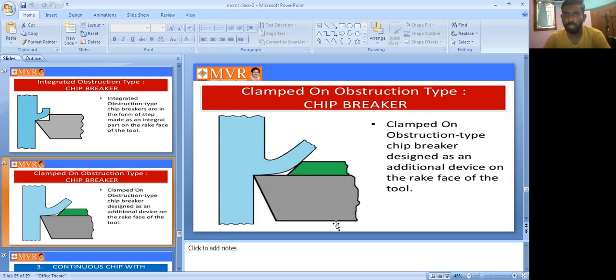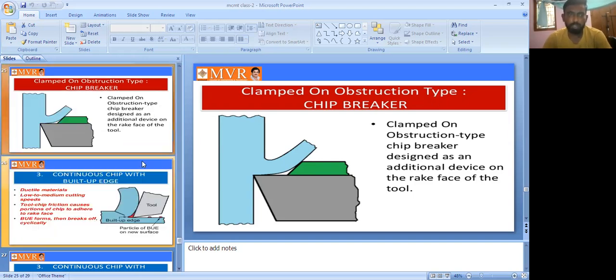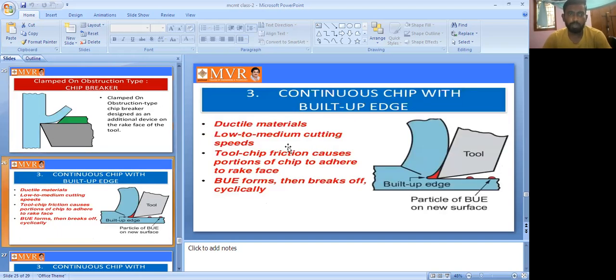So this one we can call clamped-on objection type chip breaker one. Next one we can see is continuous chip breaker with the third one, the third chip formation one. So it is very important.